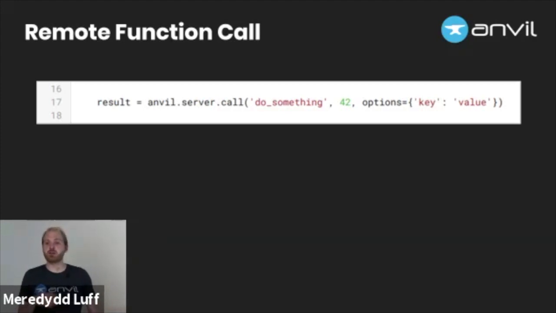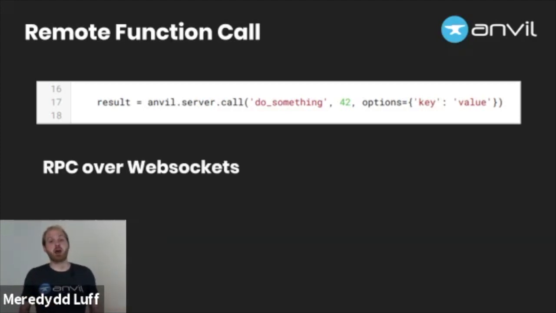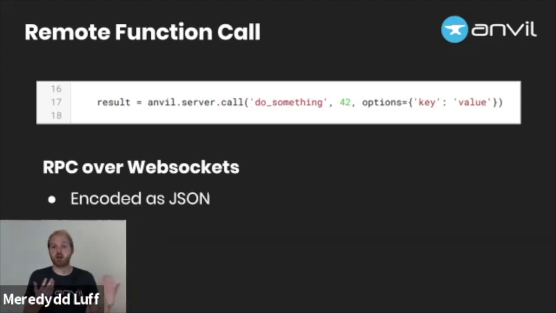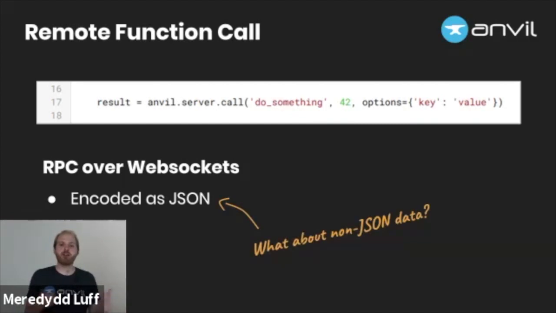And you've already seen how the blocking part works. We actually implement this with a remote procedure call protocol over WebSockets. And the arguments and return values are encoded as JSON. Now, that's fine for arguments like these because those can be encoded as JSON. But what about values that can't? Like, for example, those database rows you saw me casually tossing around between client and server.